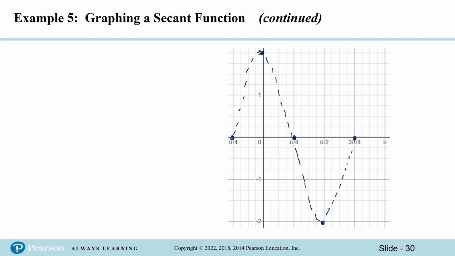So for my secant, I'm going to have asymptotes at any x-intercept, there and there. Let me see if I can change colors here so I can draw the secant. This is going to be the bottom of my U, so it's going to go like this. And the top of my U, so it's going to go like that.